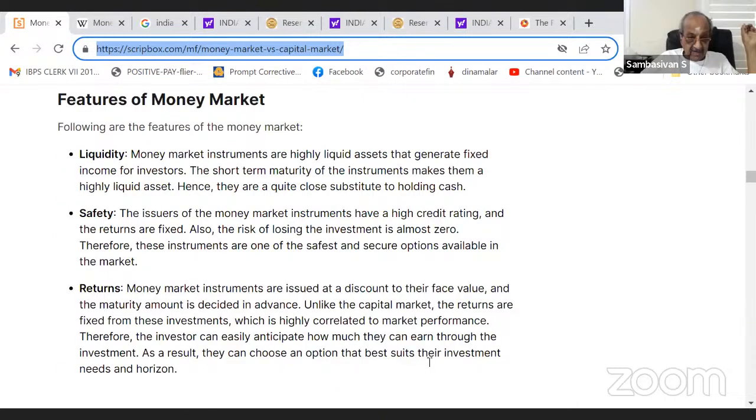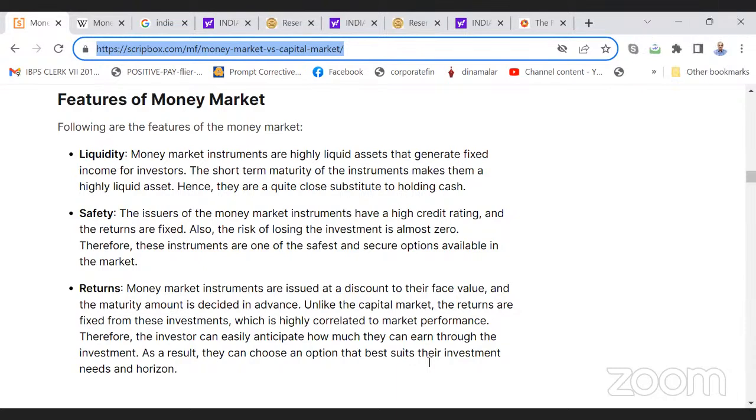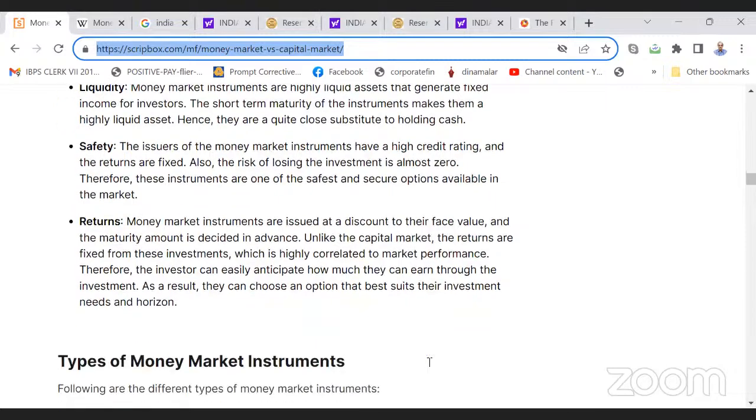Returns. Money market instruments are issued at a discount to their face value, and the maturity amount is decided in advance. Unlike the capital market, the returns are fixed from these investments, which is highly correlated to market performance. Therefore, the investor can easily anticipate how much they can earn through the investment. As a result, they can choose an option that best suits their investment needs and horizon.